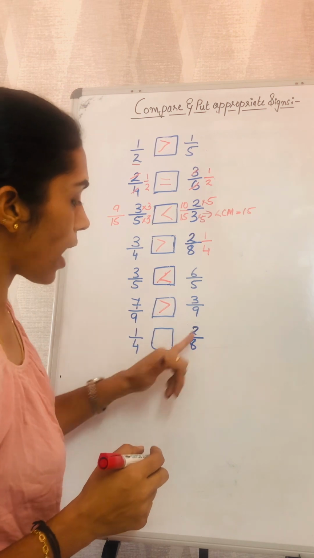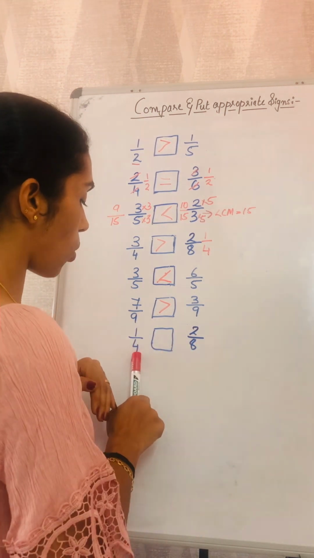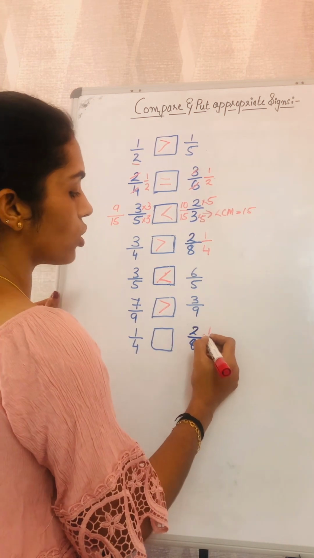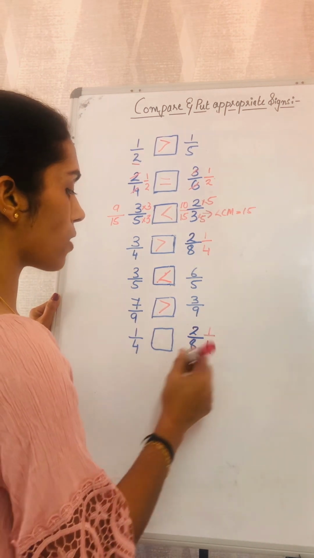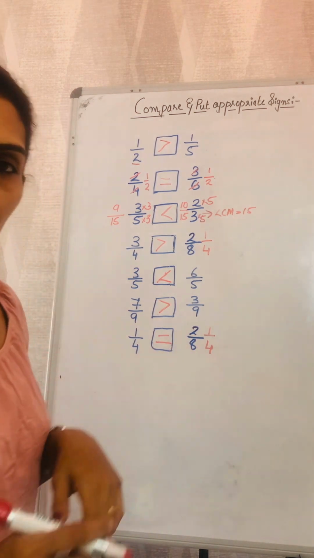Okay, 1 by 4 and 2 by 8. You can apply the rule here, that is, smaller the denominator, greater the fraction. But you have to go for the simplest form. So again, 1 by 4 and 1 by 4. So you have got the same, right? So that is equal to. Okay, that's all.